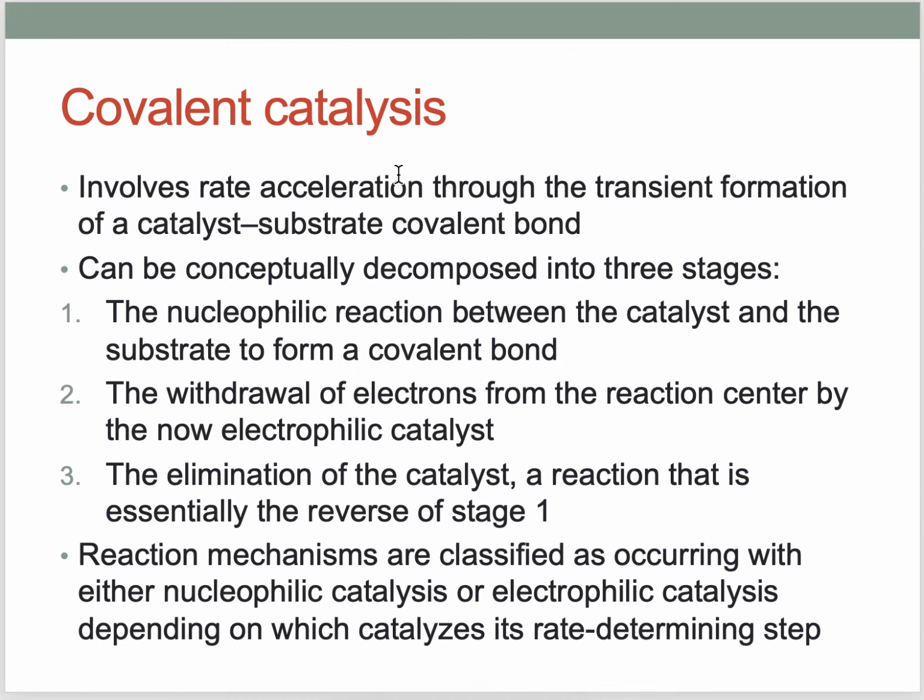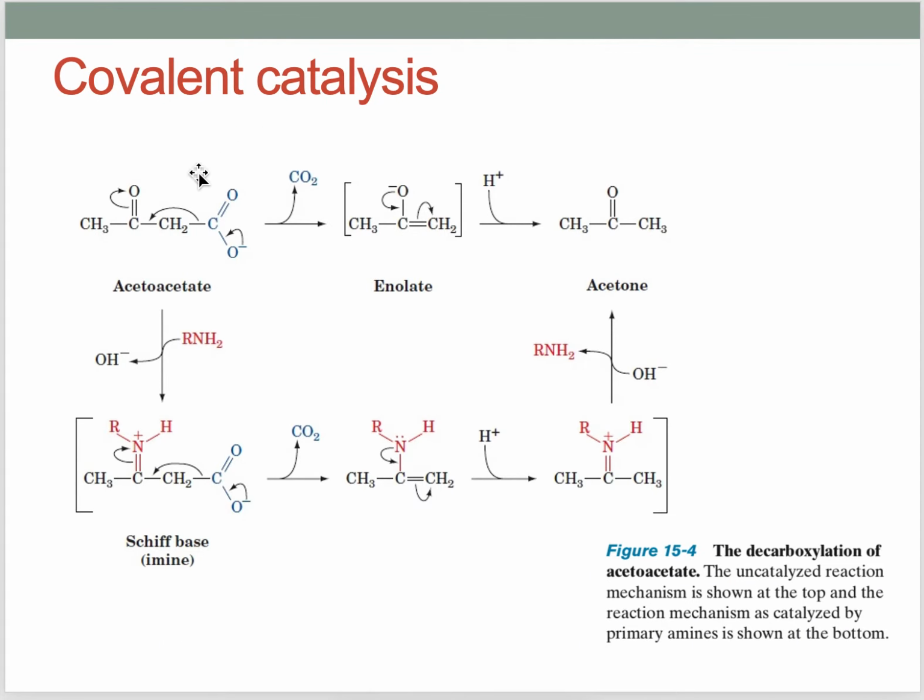Okay, and the whole process of covalent catalysis can be conceptually decomposed into three stages. First, the nucleophilic reaction between the catalyst and the substrate to form a covalent bond. Then the withdrawal of electrons from the reaction center by the now electrophilic catalyst, and then finally the elimination of the catalyst, a reaction that is essentially the reverse of stage 1. Okay, let's try to understand these stages by an example.